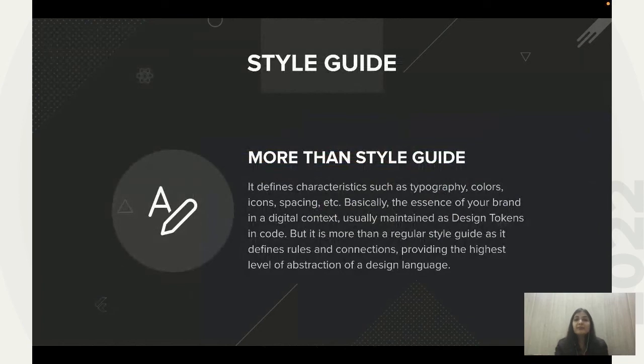Then style guide. As I mentioned, it is often used as a design system term interchangeably, but design system offers more than a style guide, as it defines rules and connections, providing the highest level of abstraction of a design language. It does define characteristics such as typography, colors, icons, spacing, basically the essence of your brand in a digital context, which are usually maintained as design tokens and code, but it has more to offer.